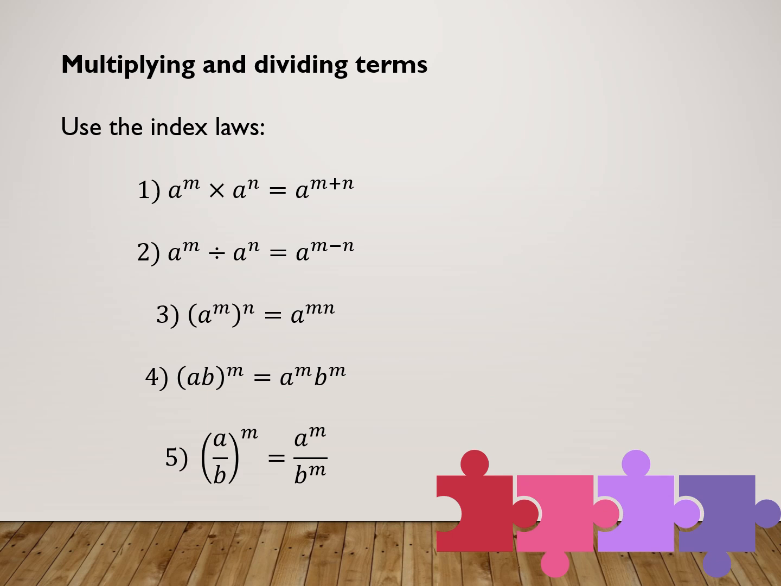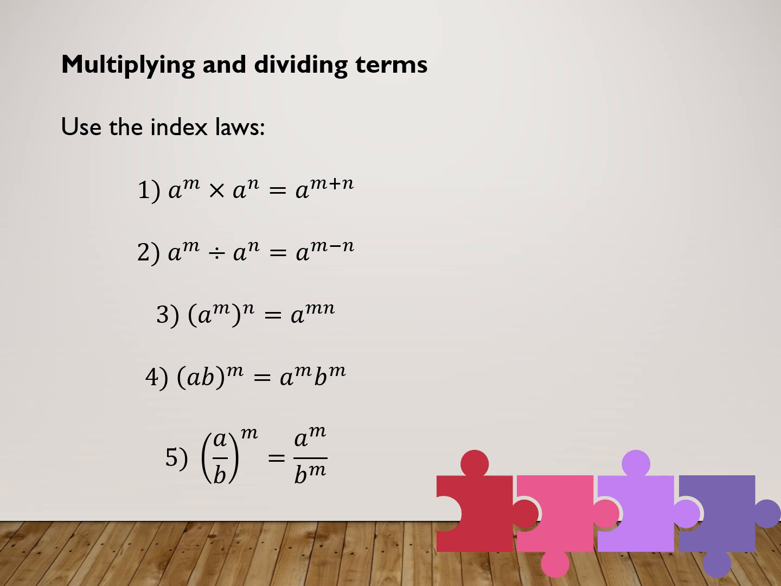When we multiply and divide terms, we have a bunch of index laws. So the first one is when you multiply, you can add your indices or your indexes. When we divide, we can subtract. The third one is a power of power law. So that's when I have a to the m to the n, that becomes a to the mn.